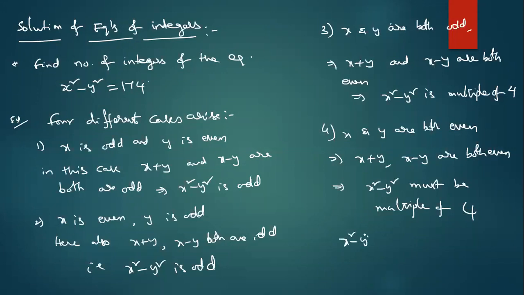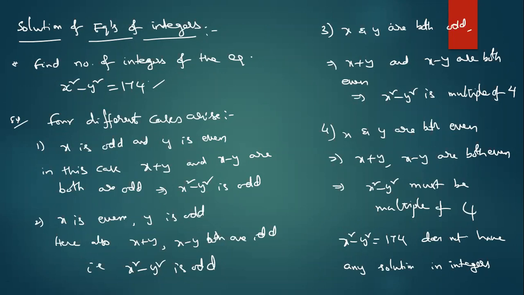X square minus Y square is equal to 174 means what? It does not have any solution in integers. Not a wrong equation, there is no solution in this case. In the integers, there is no solution for x and y. That is the meaning.